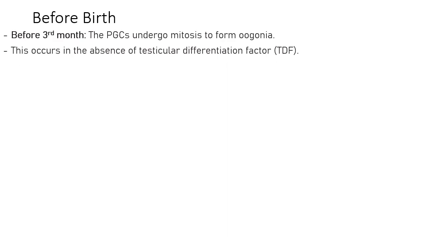Okay, so before birth, one thing you should know is that before the 3rd month, the primordial germ cells undergo mitosis to form a cell known as oogonia. This occurs because there is absence of testicular differentiation factor.